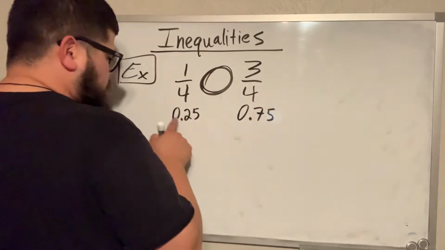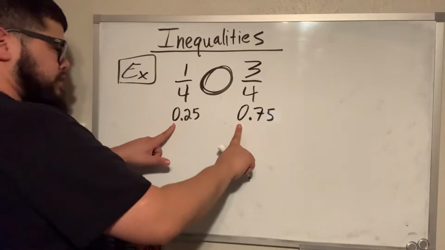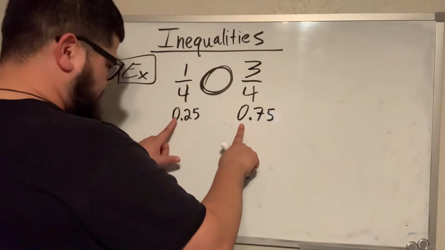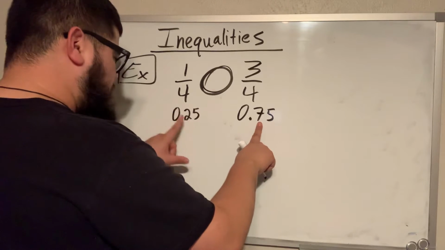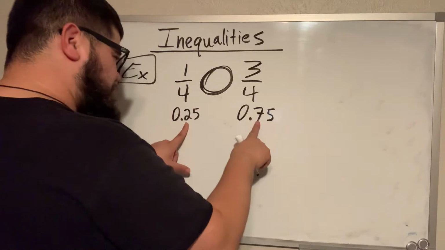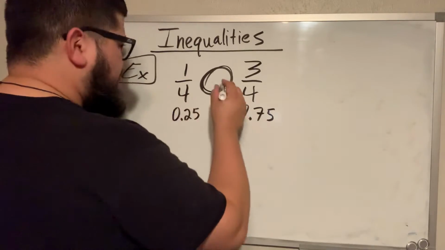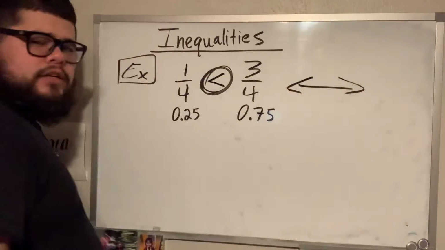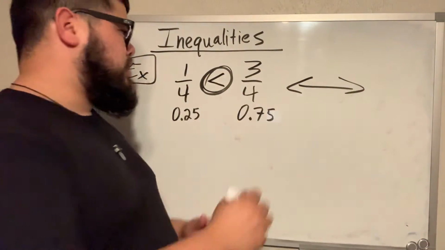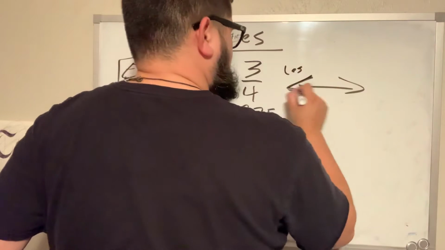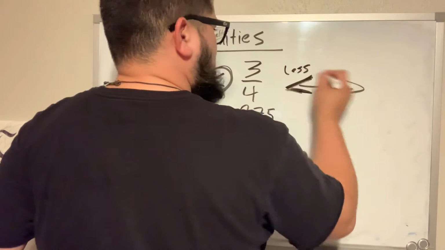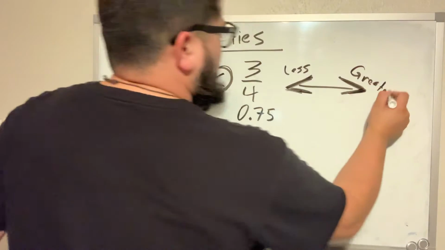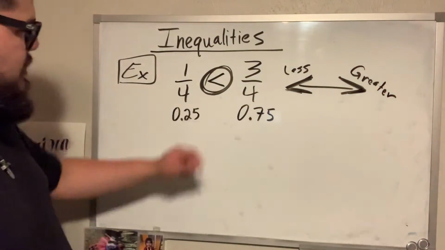Let's start on the left side. 0 and 0 doesn't help us. Move on to the tenths place, which is 2 and 7. We know 2 is less than 7, so this whole entire thing is less. Remember, you use your number line to help you remember. These are the less numbers, right? That's why this is a less than symbol, and these are the greater numbers. That's why that's less than.